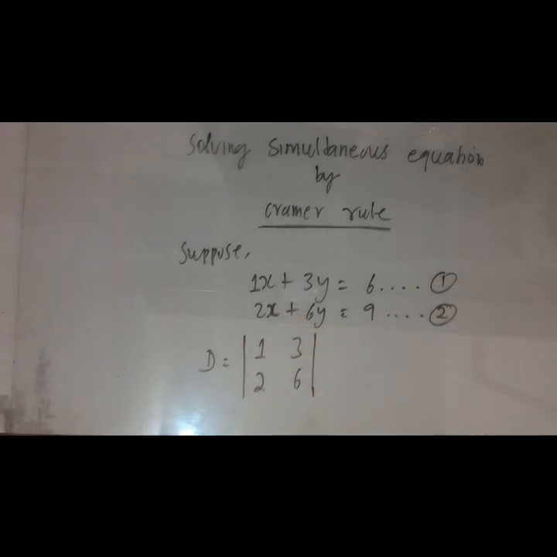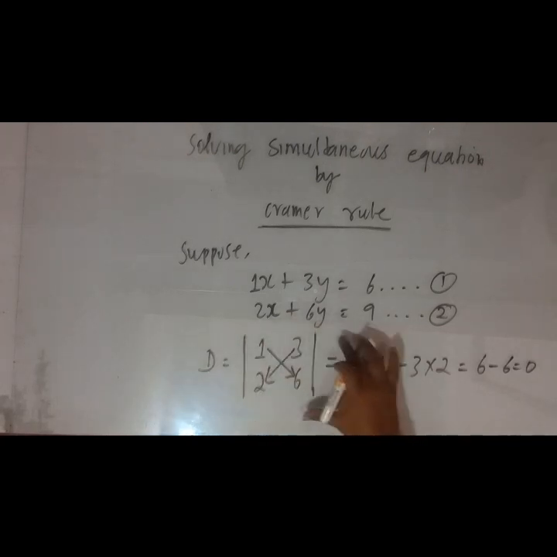Now how to solve this determinant? We have taken the coefficients of equations 1 and 2. Solving a determinant is nothing but crossing these numbers. So 1 into 6, minus, then 3 into 2. What is the answer? It's going to be 6 minus 6, so the answer is 0. This is the value of the determinant.